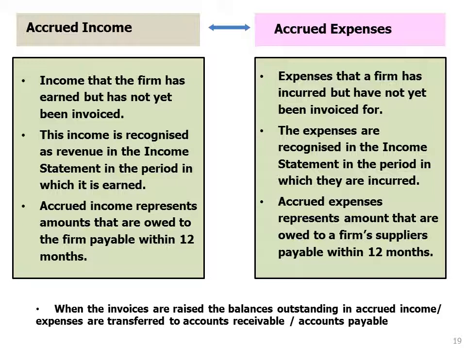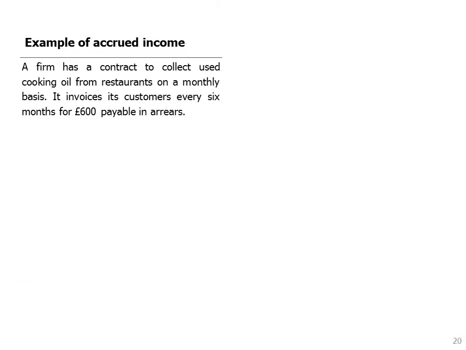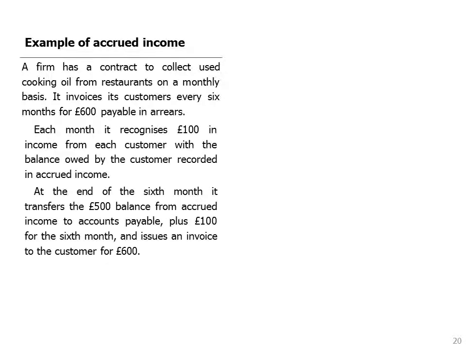And when the invoices are raised, the balances outstanding in accrued income and expenses are transferred to accounts receivable and accounts payable. So, an example of accrued income. A firm has a contract to collect used cooking oil from restaurants on a monthly basis. It invoices its customers every 6 months for £600 payable in arrears, so £100 a month.